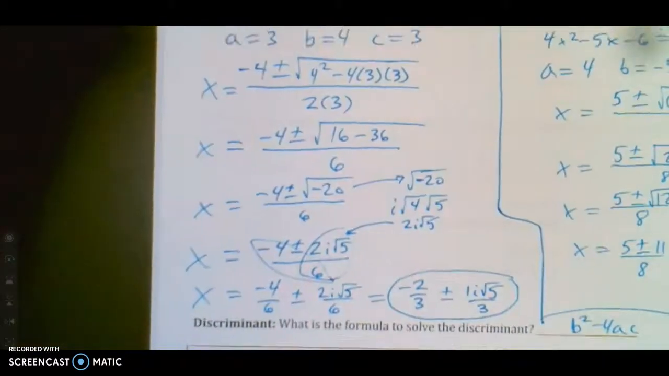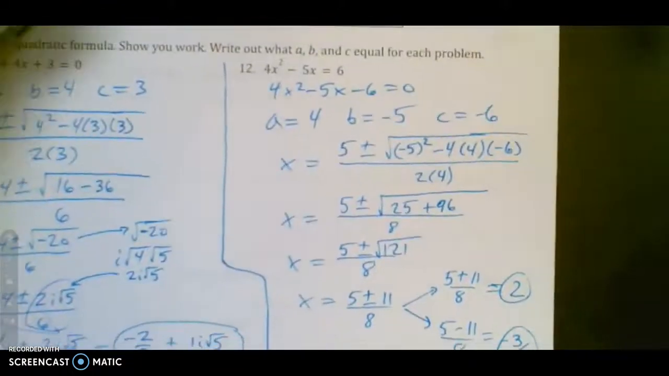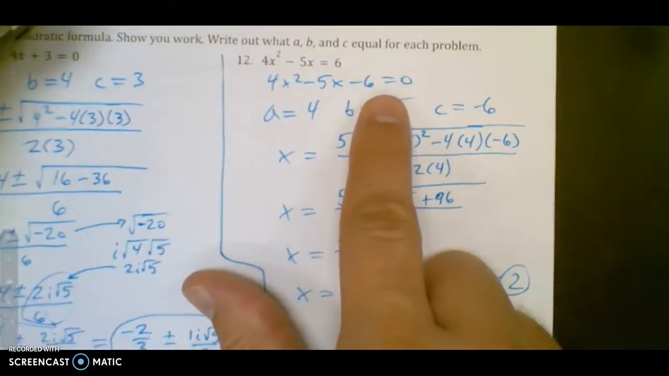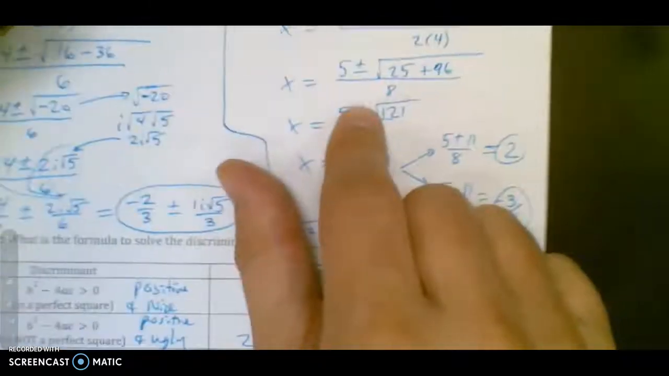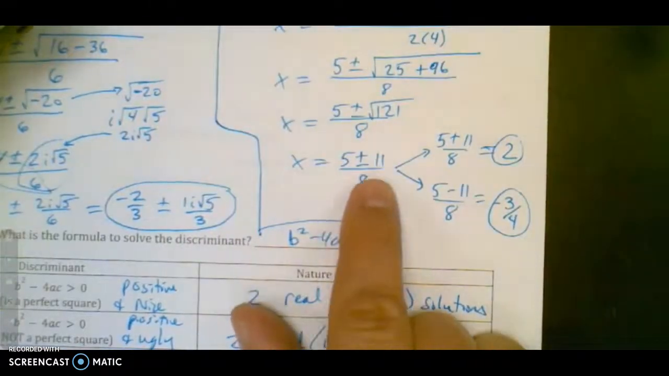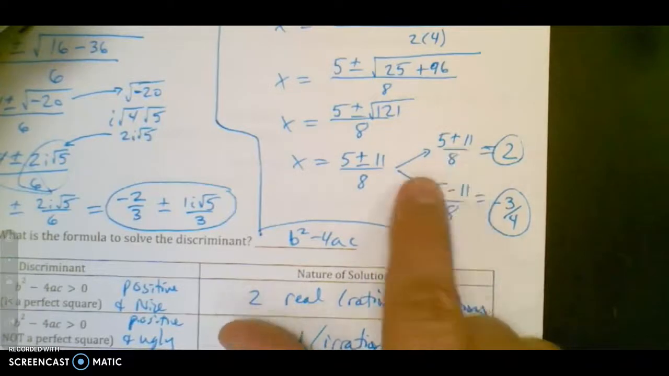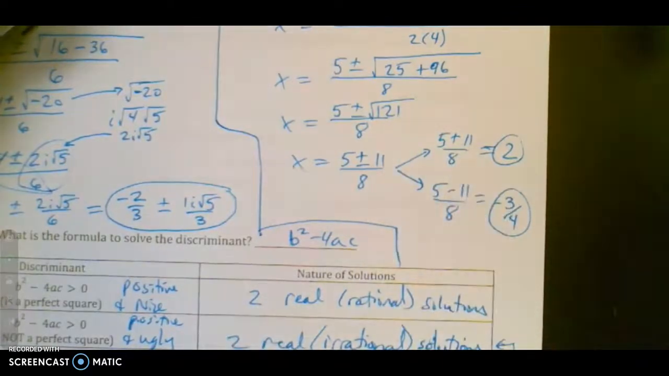It's just typing in A, B, and C. Just make sure, like I did here, you get it equal to 0 first. And then you do your quadratic formula. And I do expect you, if they're nice answers, to actually do it once with a plus and once with a minus and get your 2 answers.